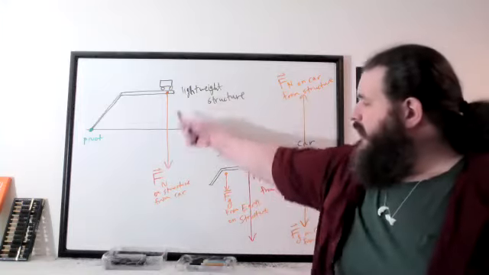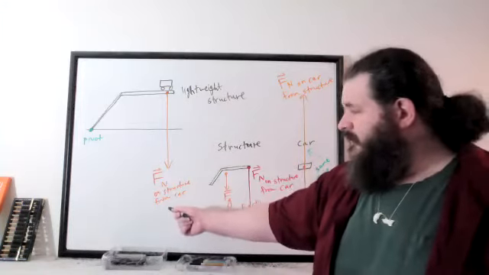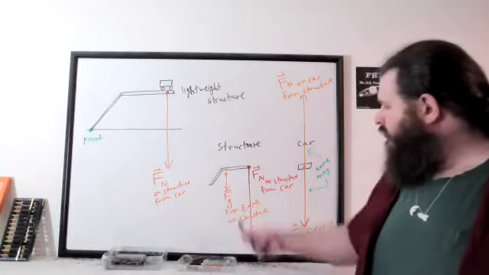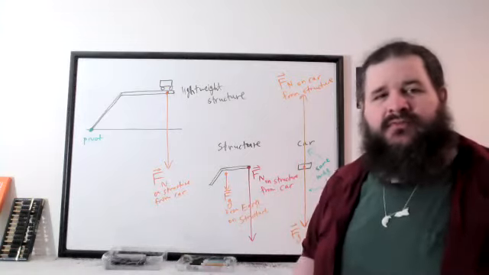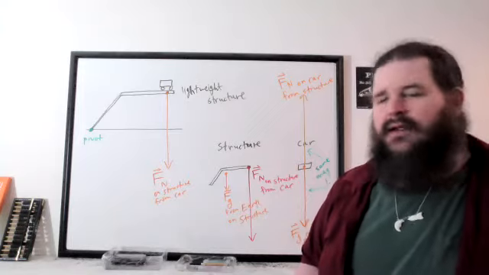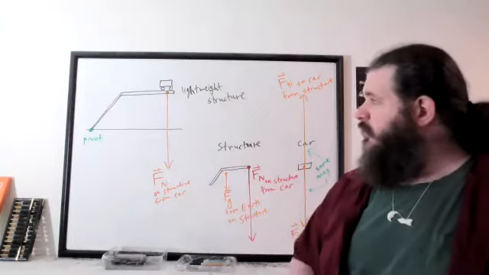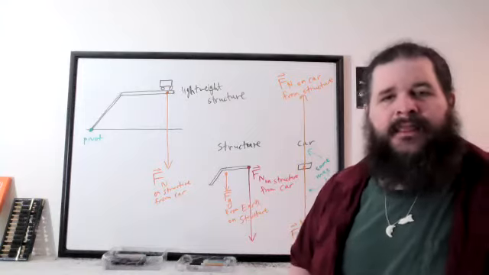So the structure itself is experiencing a downwards force caused by the car. It's also experiencing a downwards force from gravity in its center of mass, but I think we can assume that's small enough we can ignore it. We can focus on just the strong force from the car itself.